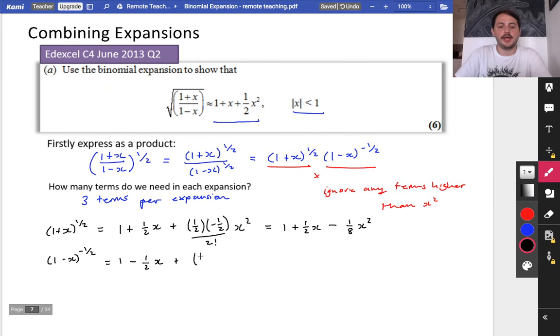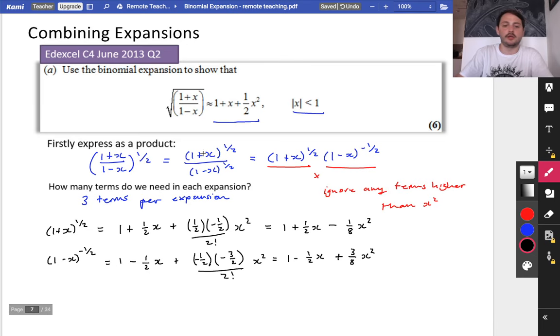One plus n, which is minus a half, n minus 1, which is minus 3 over 2, over 2 factorial x squared. And we'll just do some simplifying. So that's 1 minus a half x. You can tell it's going to be positive here because you've got a negative times a negative. And you've got 0.5. For some reason, I just prefer to do decimals when they're super easy like that. 0.5 times 1.5, all divided by 2. And we get 3/8 of x squared.